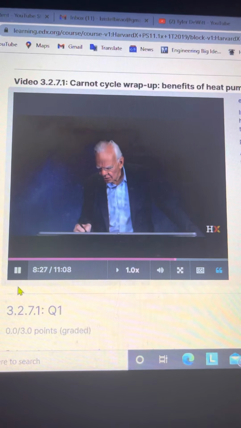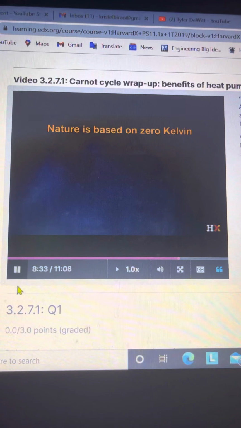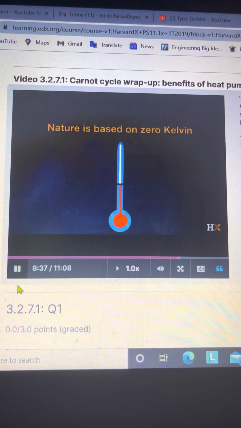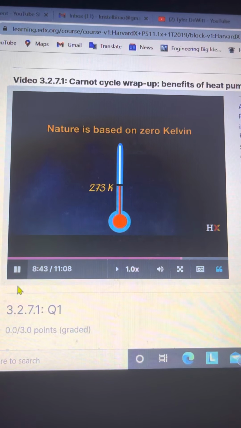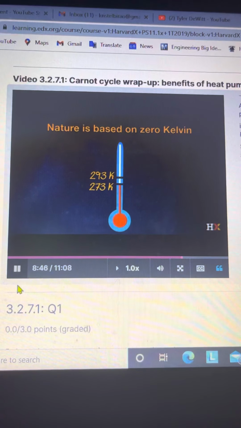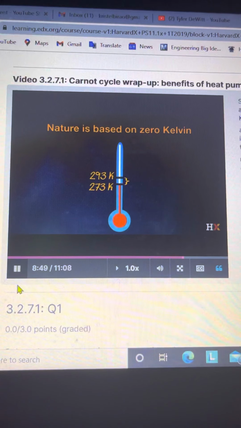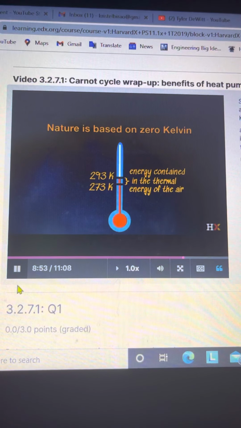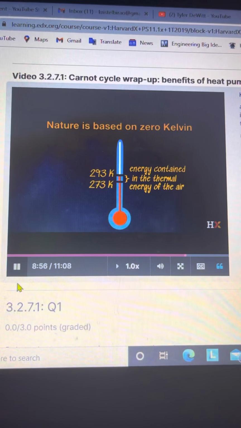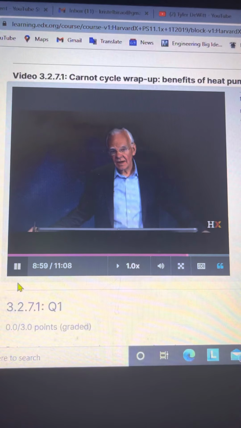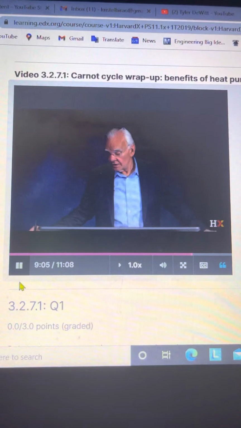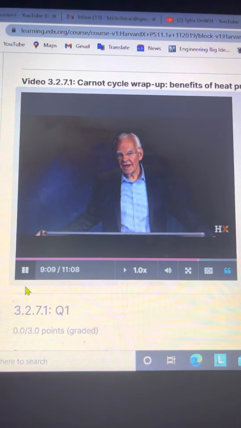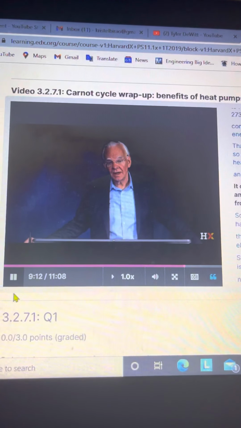The reason the heat pump is so effective is that nature is based on 0 Kelvin. So when we look outside and it's freezing, 273 Kelvin, and we want our room inside to be 293 Kelvin, that means we only have to put a tiny amount of work in to raise that energy from 273 to 293, the energy contained in the thermal energy of the air. That's why a heat pump is so profoundly powerful in heating buildings, homes, and so on. It only requires a tiny amount of work to elevate from 273 to 293 Kelvin.